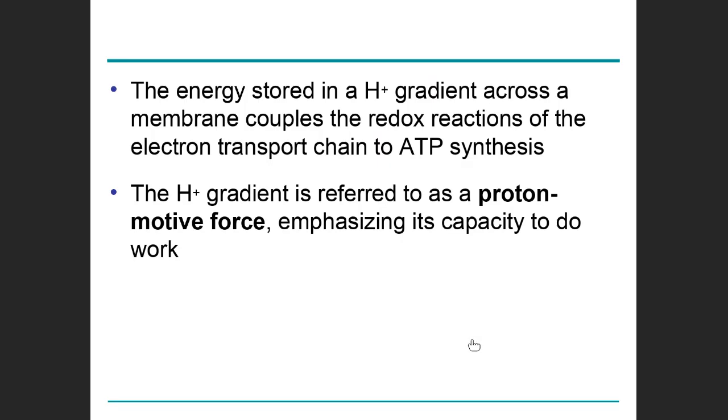So a fancy word for the hydrogen ion gradient is the proton motive force. It's named that way to emphasize its capacity to do work. So the proton motive force is the hydrogen ion gradient, a high concentration of hydrogen ions diffusing through the ATP synthase to the other side of the membrane. You're just following your concentration gradient. So it's an alternate form of energy used by cells.